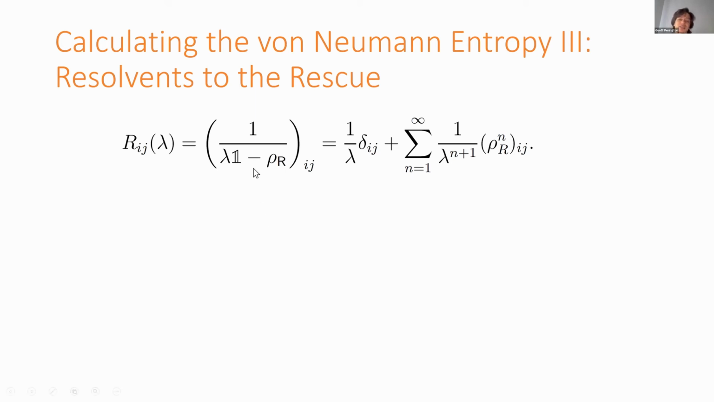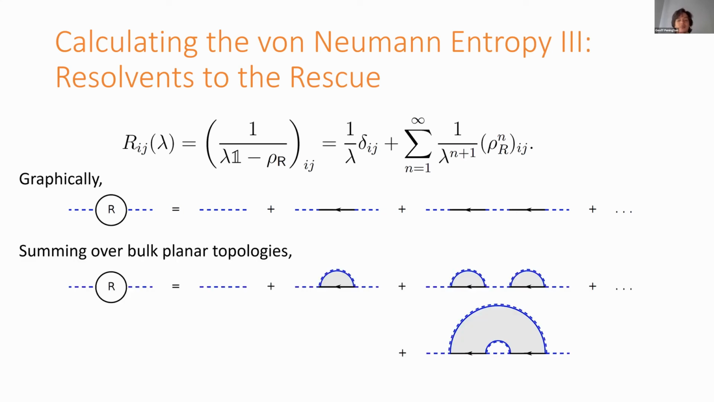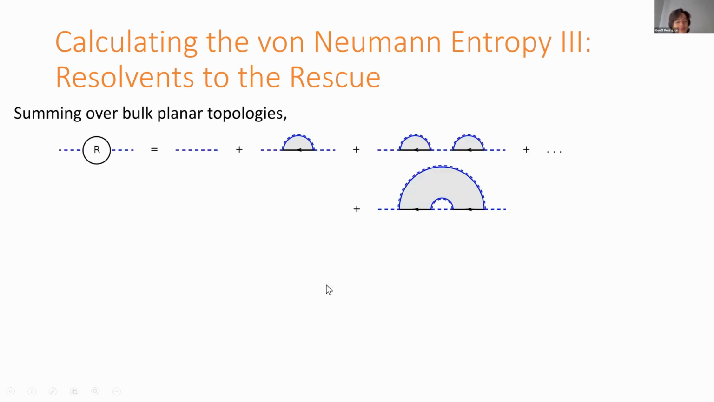It's just defined here, just the inverse of lambda minus rho, but it can equivalently be written as a sum over powers of rho to the n. So graphically, it corresponds to doing a sum over path integrals with different boundary conditions with different numbers of boundaries. Or in the bulk, summing over all bulk topologies with the correct boundary condition.